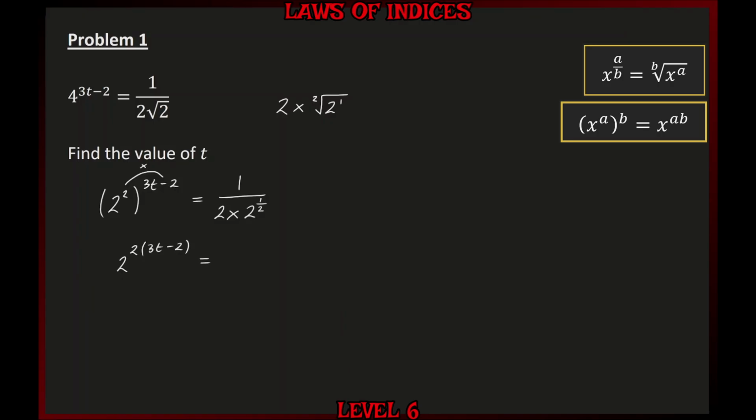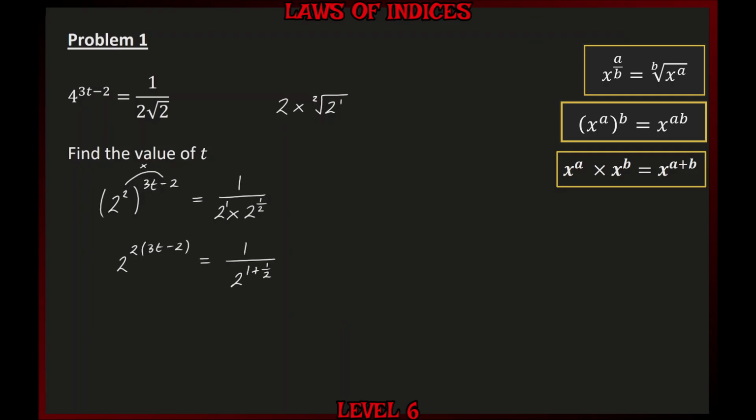This is equal to 1 over, and in our denominator we're multiplying indices with the same base, so we can use this law to see that we need to add the powers. So 2 to the power of 1 multiplied by 2 to the power of a half becomes 2 to the power of 1 plus a half.